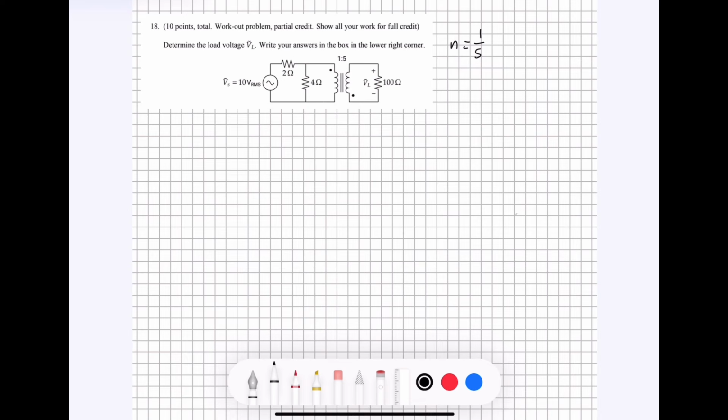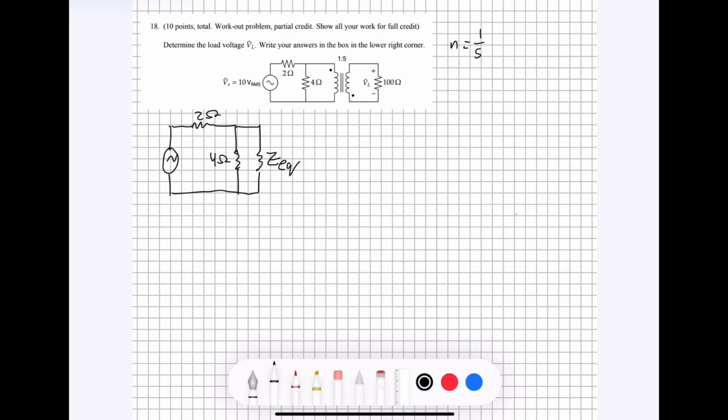And the way we can do that, we can just redraw the circuit a little bit to look kind of like this, where we have those resistors. Sorry, three resistors, I guess. That one's 2 ohms, this one's 4 ohms, and then this one is going to be the equivalent impedance.